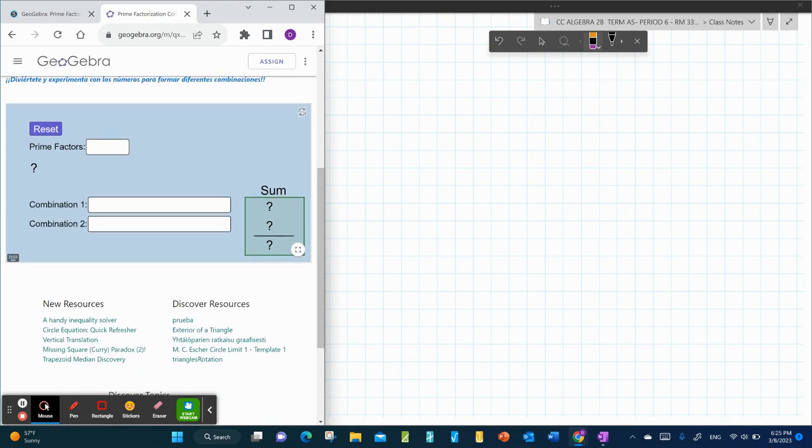I'm going to start with a question that reads like this. So example number one is going to be x squared plus 2x minus 24 is equal to 0.